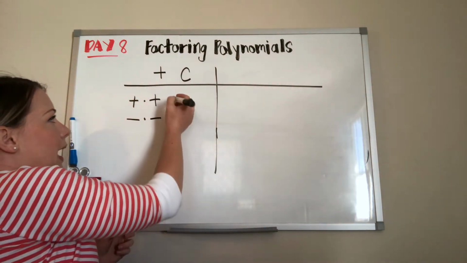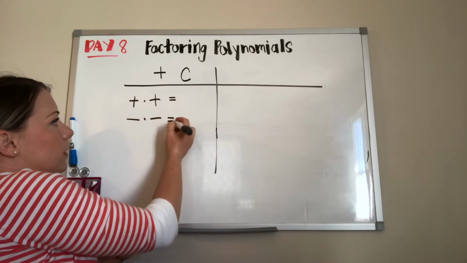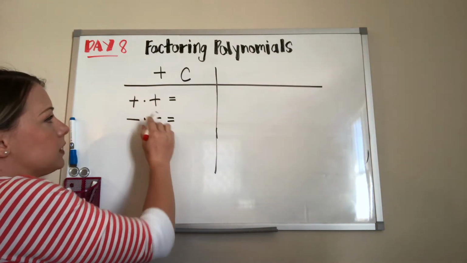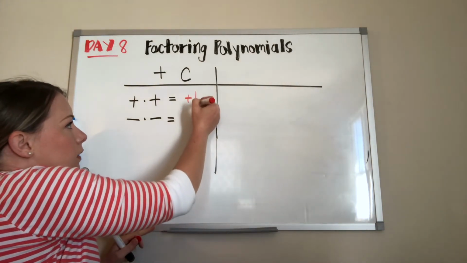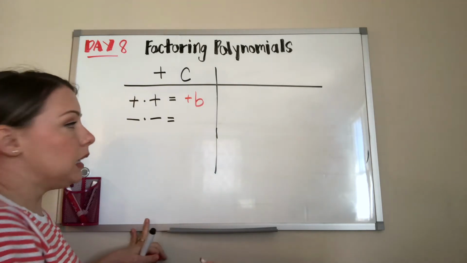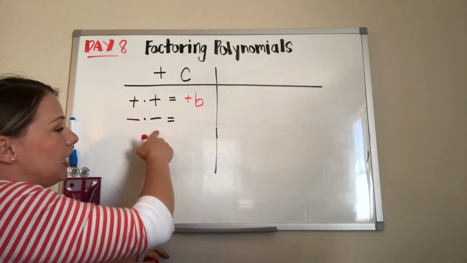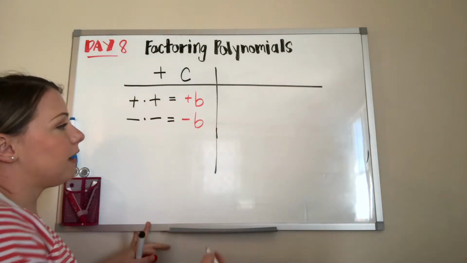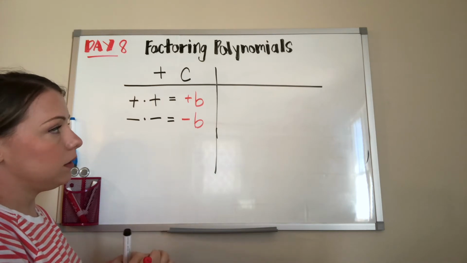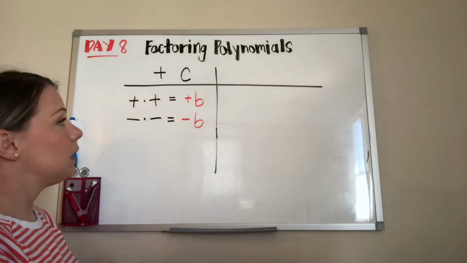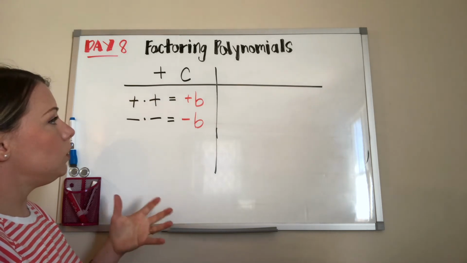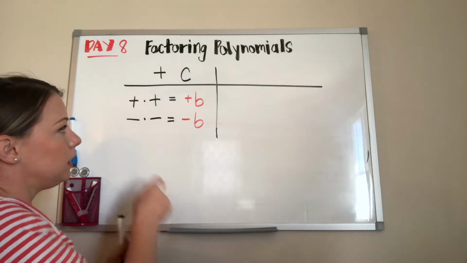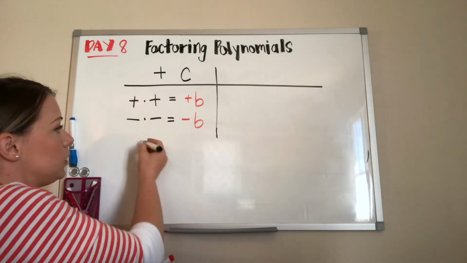So I'm going to add these two pieces together. I have a positive plus a positive, therefore I have a positive B. But if I have a negative times a negative, which produces a positive C, I actually have a negative B. So far, so good?